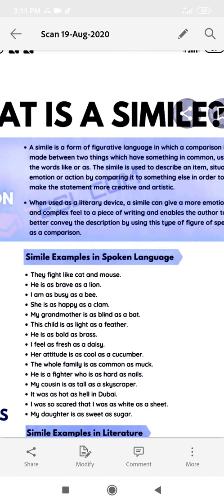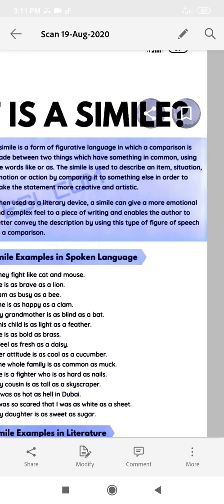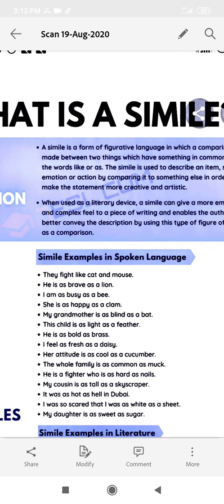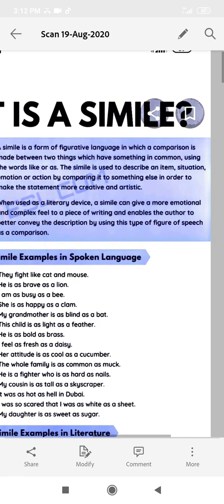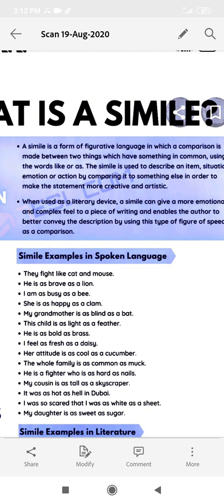So let's see the first definition. A simile is a form of figurative language in which a comparison is made between two things. So it is important. Comparison between two things is made in simile, which have something common, using the words like or as. So in short, what is simile? Two things are compared with the help of the word like or as.